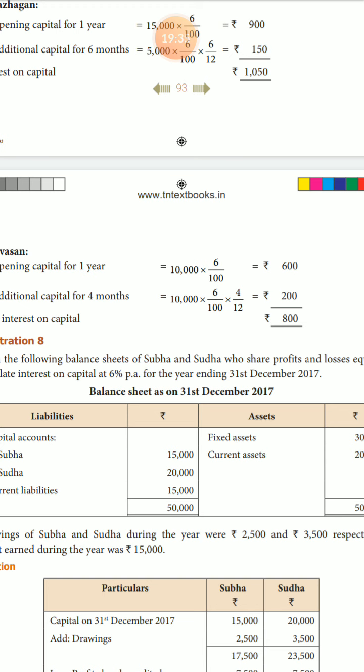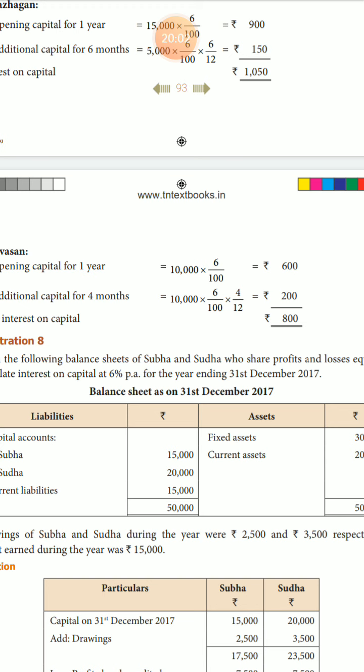Next one, additional capital. In which month did he introduce the additional capital? 1st September. September, October, November, December. How many months? 4 months.